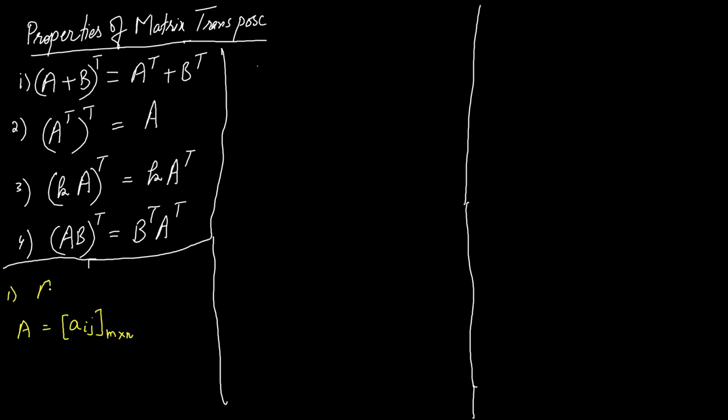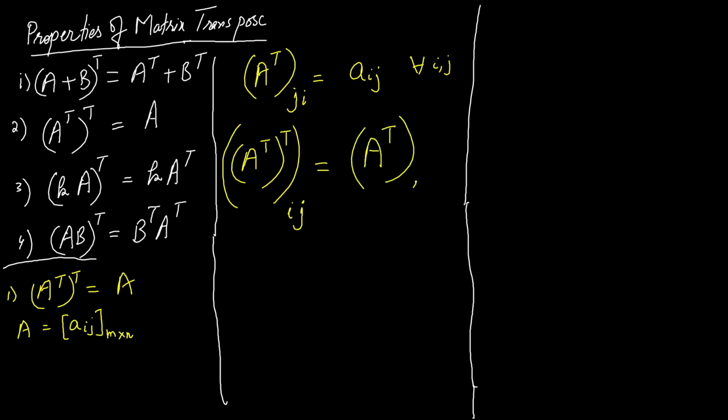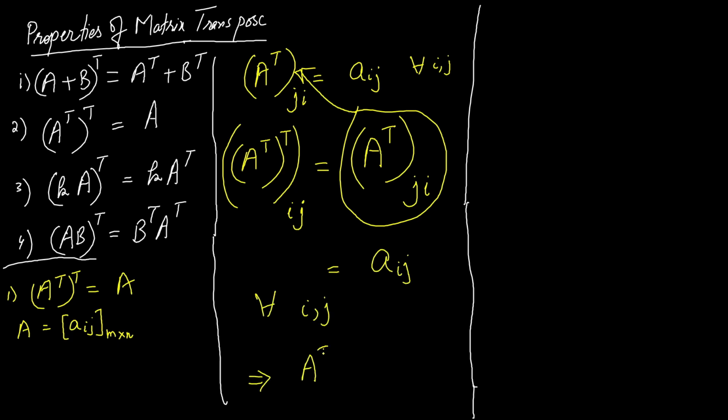Second property, transpose of A transpose is equal to A. Again, suppose A is an m cross n matrix. The ji element of A transpose is equal to Aij. Now calculate the element at row i and column j of the transpose of A transpose, which by definition is equal to the element at row j and column i of A transpose. But we have already seen that this is equal to Aij. This implies that A transpose transpose is equal to A. I leave the third property for you to prove.